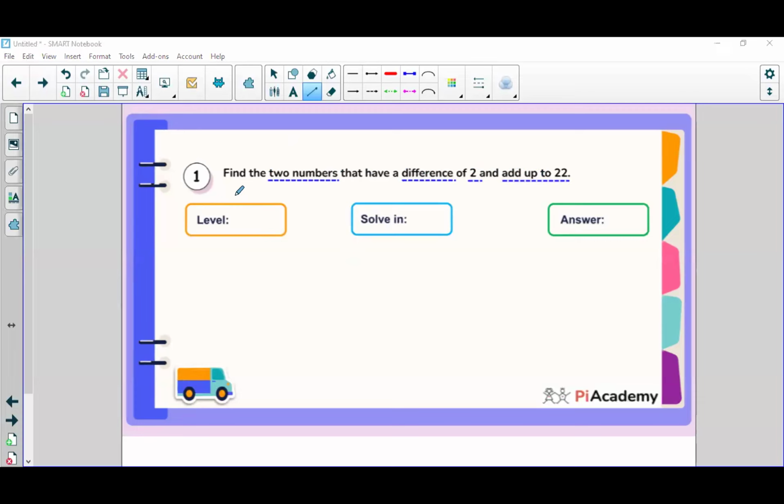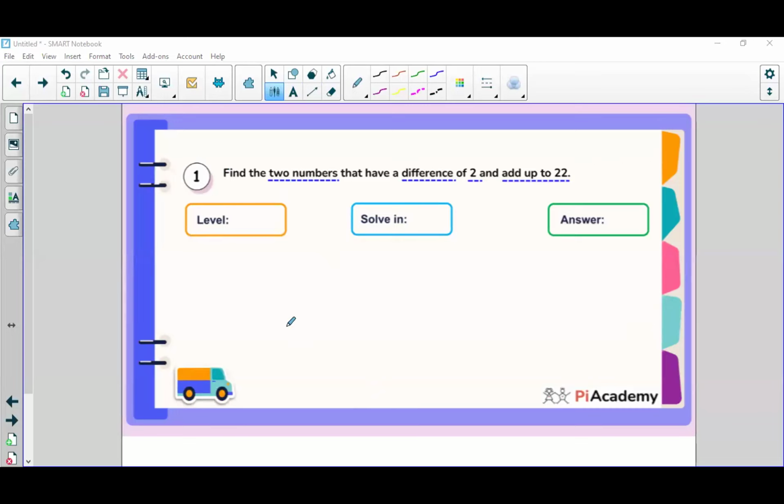So many students are raising hands. Okay, let me ask someone. Yes, Shreya. So it's 20 and 2. Okay, you are saying it's... wait, sorry, no. 20 and 2 do not have a difference of 2, right?